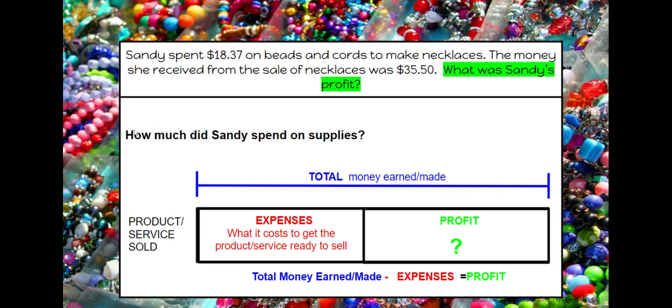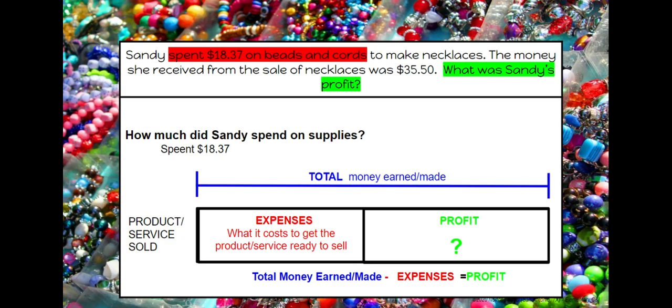Let's answer this question. How much did Sandy spend on supplies? So let's go back to the word problem. How much did Sandy spend on her supplies for the necklaces? Because remember, that's what she's making. Do you know how much she spent on supplies? If you said she spent $18.37, then you are correct.